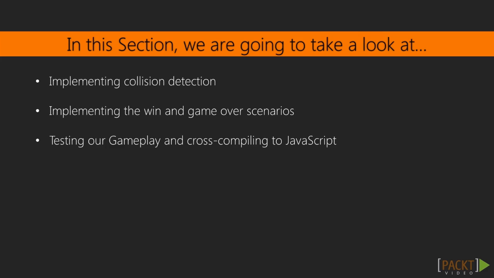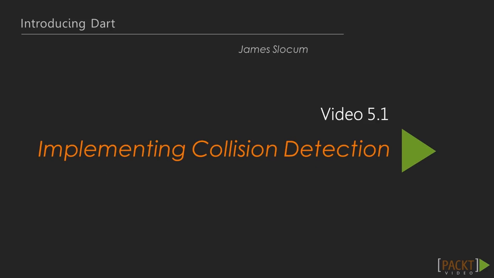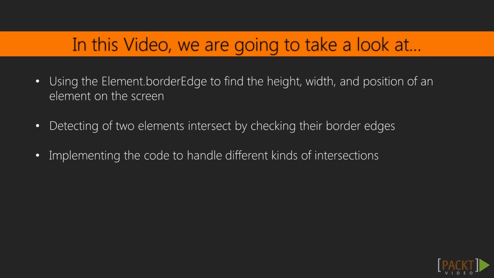In this section, you will be tying all of the previous lessons together along with some new concepts like collision detection to finally have a basic complete game. In this video, we will be learning how to implement collision detection for our worm object.